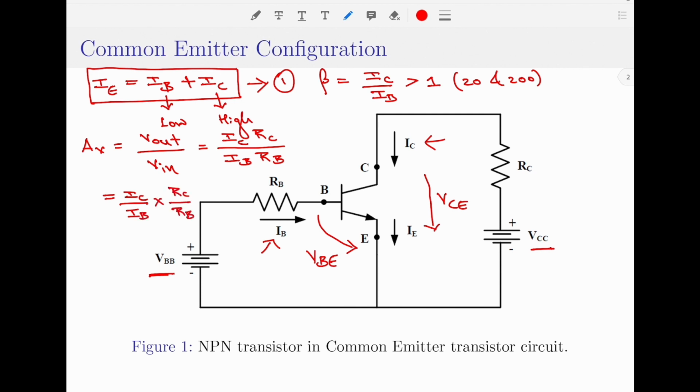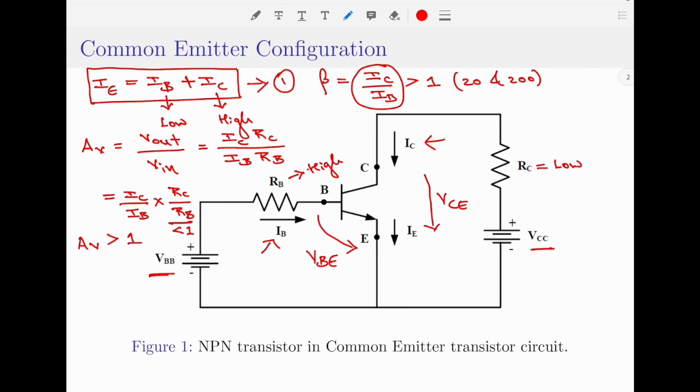You should note that the common emitter configuration has a high input impedance and low output impedance. So, the value of RC will be low compared to the value of RB, because of which the ratio RC by RB here will be less than 1. However, as already said, the ratio of IC by IB, which is the current gain parameter, is greater than 1, and therefore, for common emitter configuration, the value of voltage gain will be greater than 1.